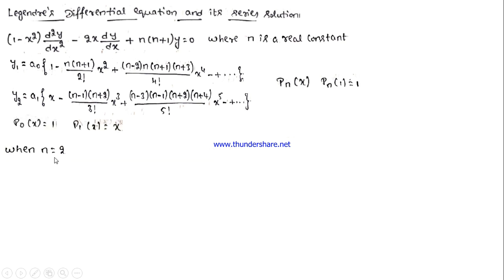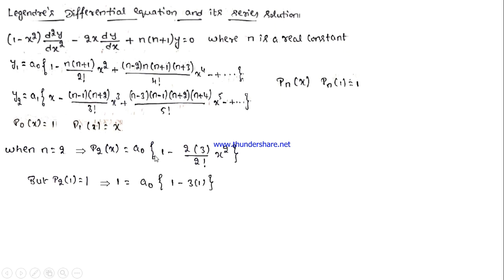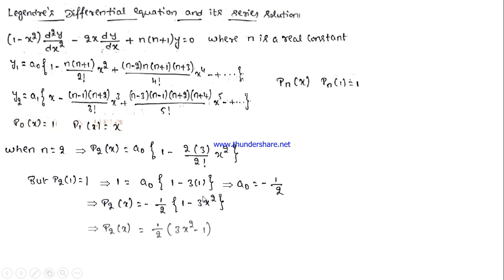Further, if I take n equal to 2, an even number, I should make use of this. From here onwards, all the terms become 0, and I will get the first two terms. So that is y1, this becomes P2 of x, equal to a0 [1 minus 2 into (2 plus 1) divided by 2 factorial x square]. But still the same condition holds good: P2 of 1 is equal to 1. If I put that, the left hand side becomes 1 equal to a0 (1 minus 3), x is 1. 1 minus 3 is minus 2. Take to the left hand side, a0 is equal to minus 1 by 2. So my answer is P2 of x is equal to minus 1 by 2 (1 minus 3x square). The minus is taken inside, so that becomes 1 by 2 times (3x square minus 1).